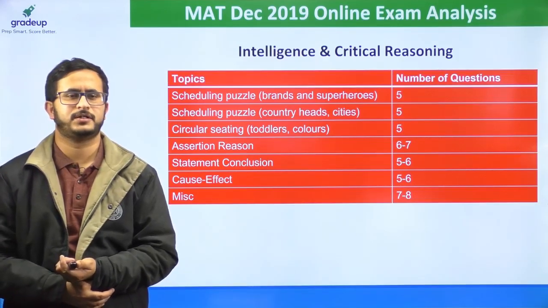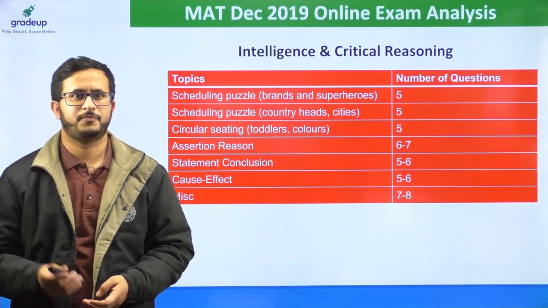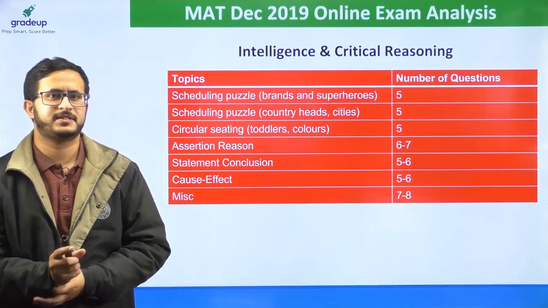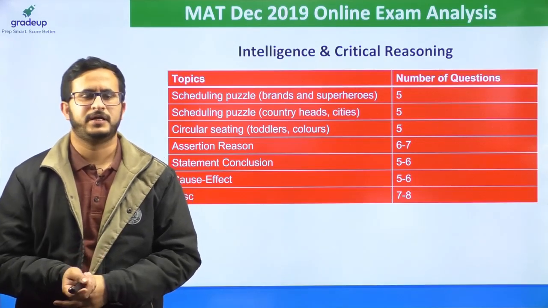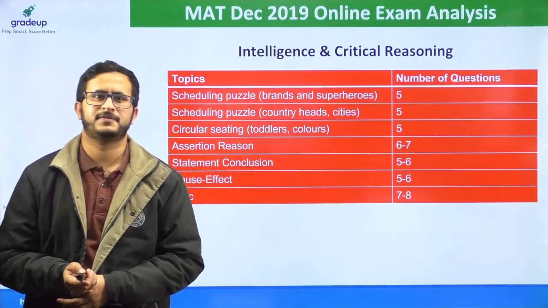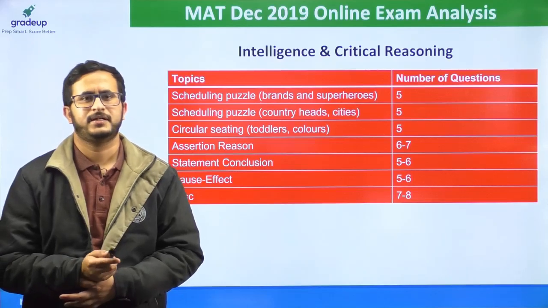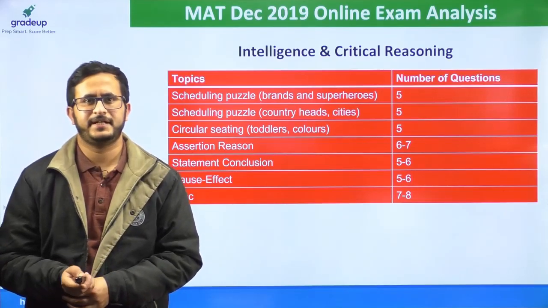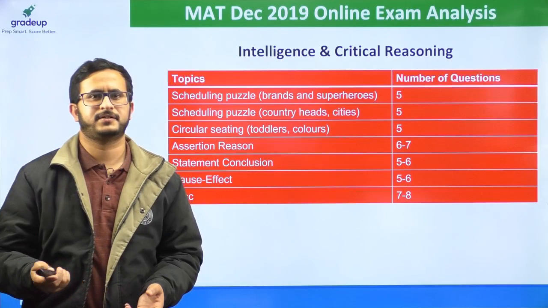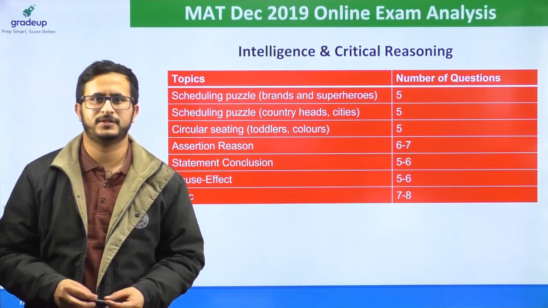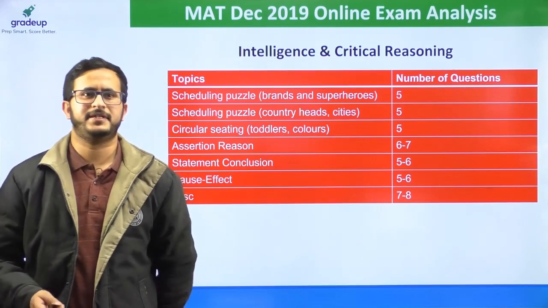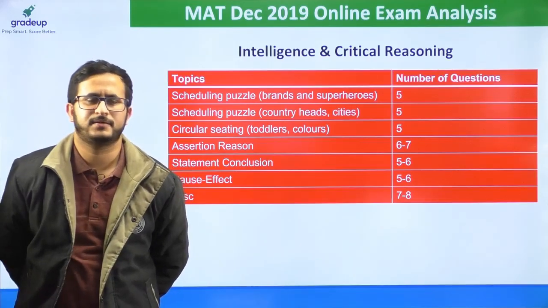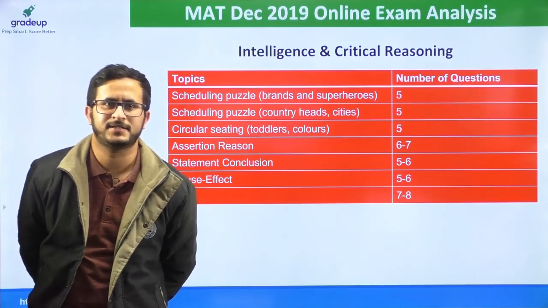All the information was given in the statements itself, so one could have easily solved these 2. And there was a circular seating arrangement. There were 6 toddlers sitting in a circle facing inside, and all of them like different colors. So again, these 3 were very easy sets. So one could have easily scored 15 marks by just solving these 3 sets.